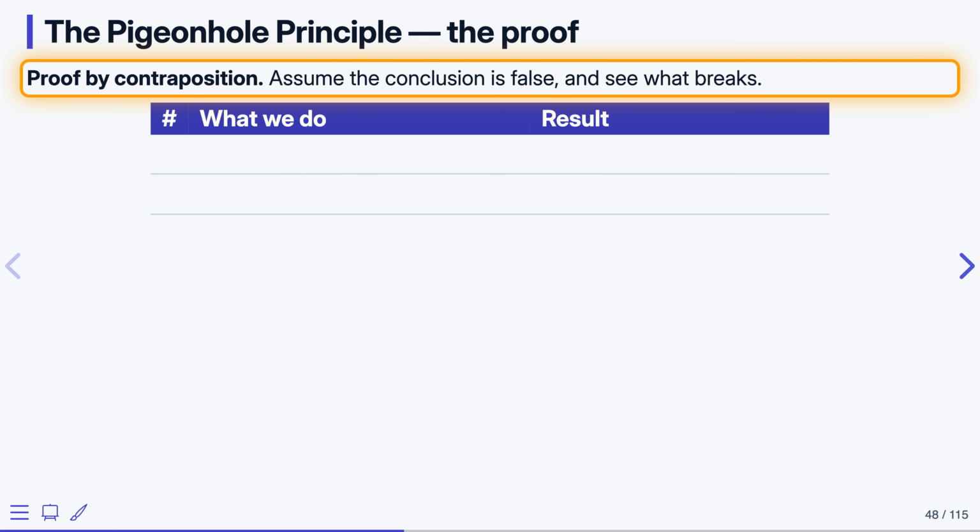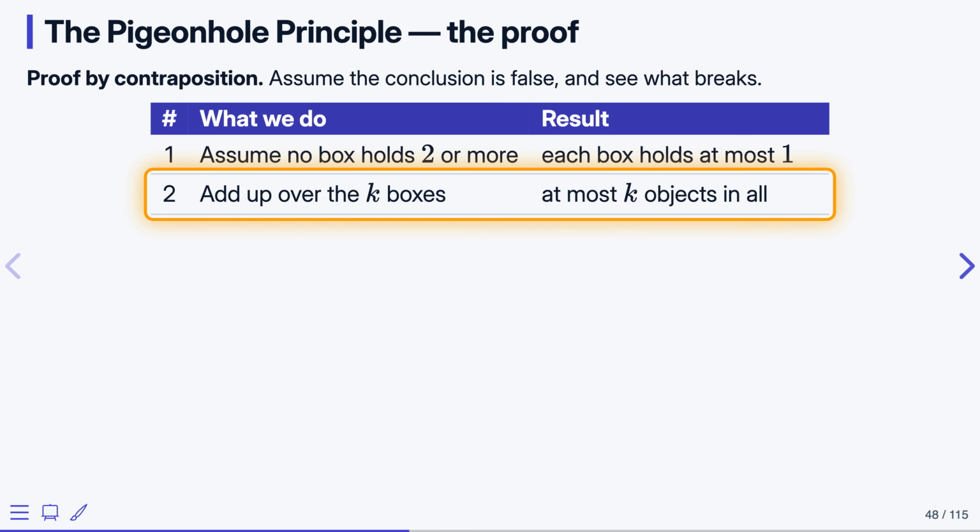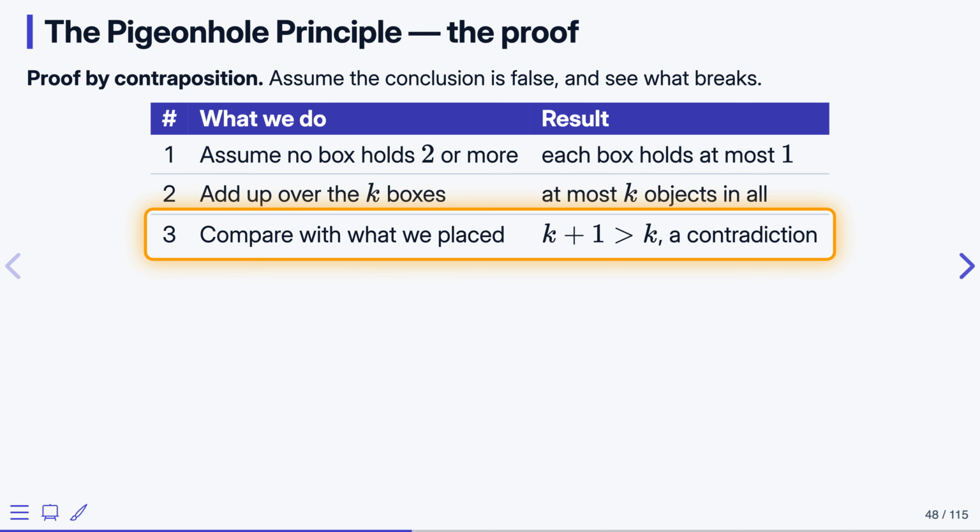Let's see why the rule is true. We use contraposition. We assume the opposite of what we want and watch it break. Step 1. Assume no box holds 2 or more objects. Then every box holds at most 1. Step 2. Add over all the boxes. At most 1 each over k boxes is at most k objects in total. Step 3. But we placed k plus 1 objects, and k plus 1 is bigger than k, so the objects do not fit. That is a contradiction, so the assumption was wrong. Some box does hold 2 or more.